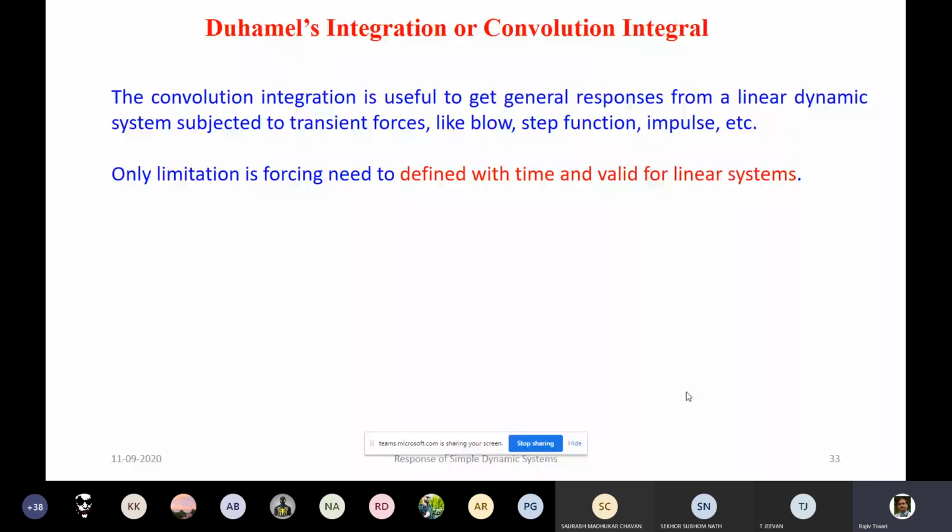So this is valid only for linear systems, but we can get the transient response for various kinds of force, such as a step function, impulse, or any arbitrary force, but we should know the functional form of the force. So the only limitation is that it should be applied to a linear system.